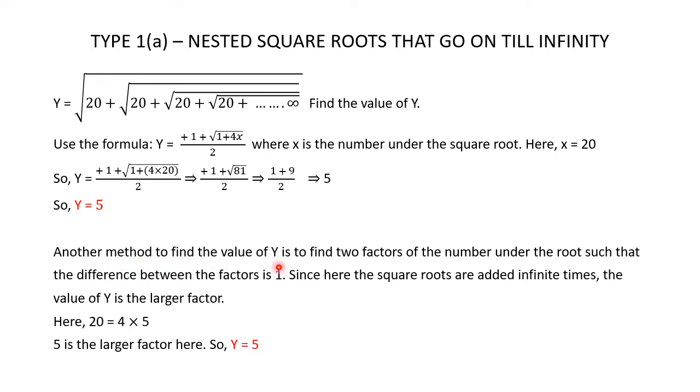Another method to find the value of y is to find two factors of the number under the root such that the difference between the factors is 1. Since here the square roots are added infinite times, the value of y is the larger factor. Here the number under the root is 20, and 20 can be written as the product of its factors 4 and 5. You'll see that the difference between these two factors is 1. So 20 is equal to 4 multiplied by 5. Here 5 is the larger factor, so the value of y is 5.